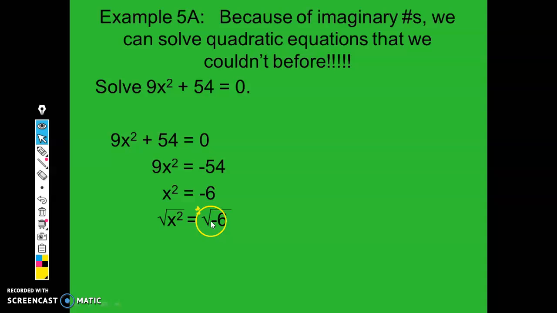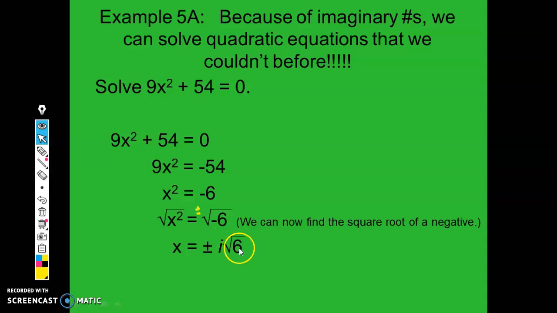Now, we have the square root of negative 6. Well, what's the square root of negative 6? Well, that's just plus or minus i root 6, because you can pull out the i. Okay, anytime you have a negative underneath the square root, you simply get rid of it by pulling out the i. Okay, so you have i root 6. And don't forget your plus or minus sign. And there you go. We solved an equation that would previously have given us an error.